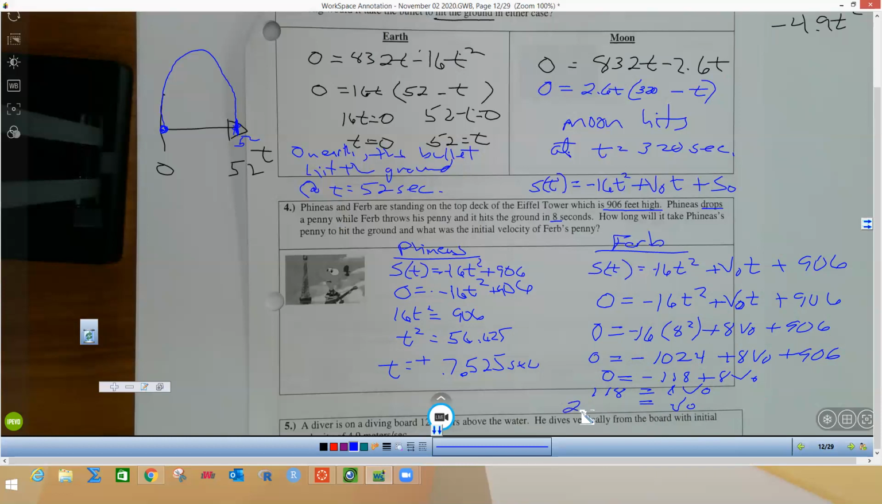Is that exactly it? I have to have at least three decimals. Anybody got it? 14.75. Does it stop at 0.75? Yes. So that means that Ferb threw the coin up in the air at an initial velocity of, now what would velocity be in terms of? Feet per second. So he threw it up at an initial velocity of 14.75 feet per second.